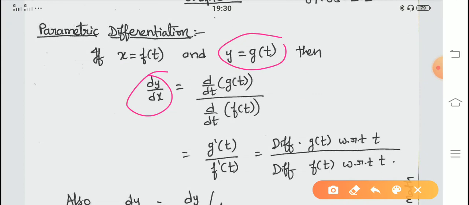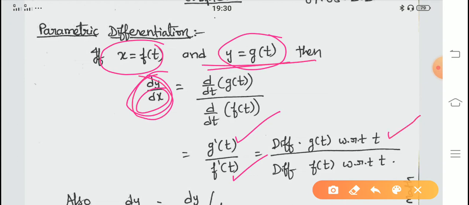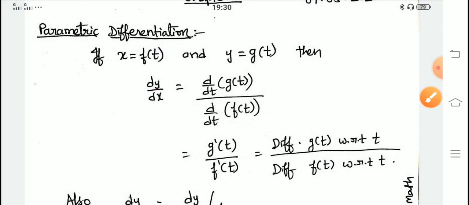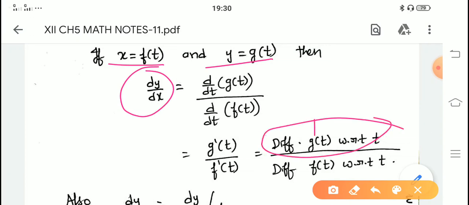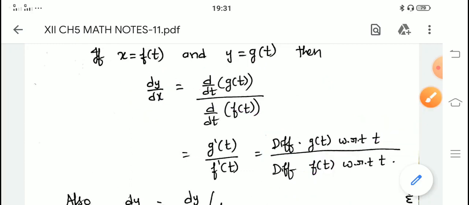So y dash means g dash t, and x dash means f dash t, so dy by dx is g dash t by f dash t. That is, the differentiation of g of t with respect to t, over the differentiation of f of t with respect to t. Hope you understand. See, the question is like this: x will be given in terms of t, y will be given in terms of t. We should find dy by dx, which is differentiation of y with respect to t over differentiation of x with respect to t. Now look very carefully.